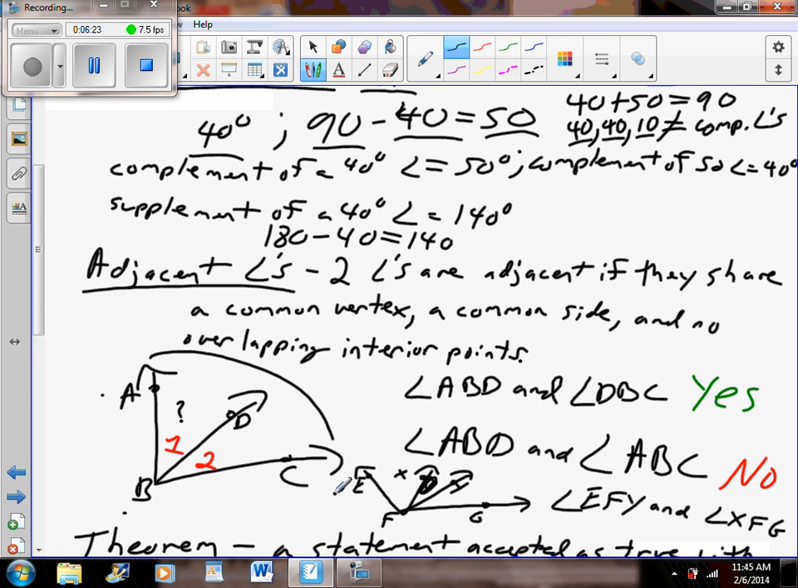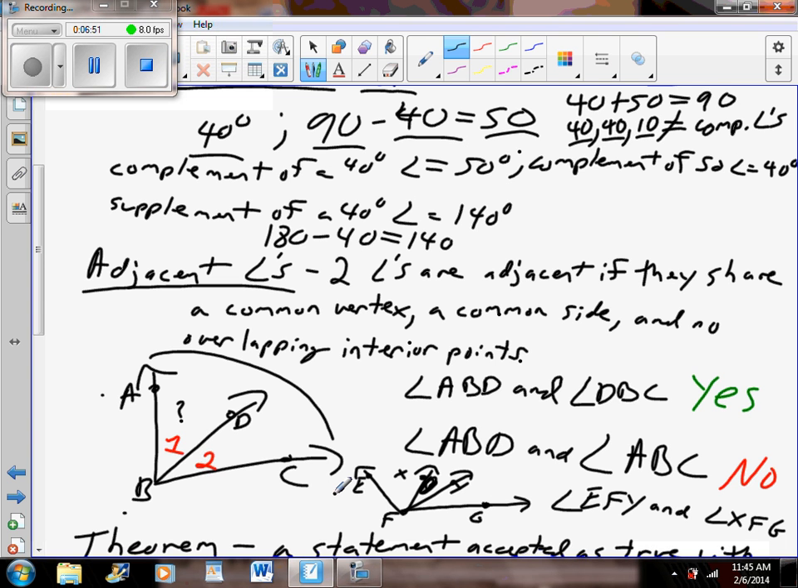And do they have any overlapping interior points? No, because all the points in between the rays BD and BC are unique to that angle. You don't find these points contained over here in angle 1 or angle ABD. Now, what about this? ABD, where we have right here, you see where ABD is, and then ABC, the big angle. Would they be referred to as adjacent?